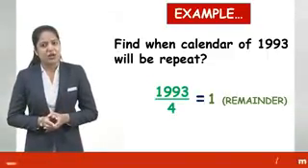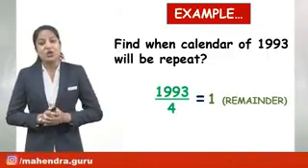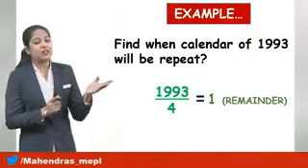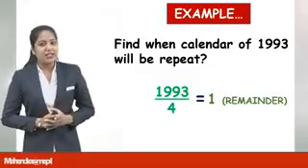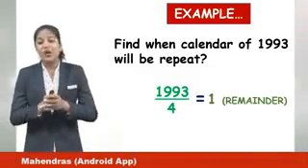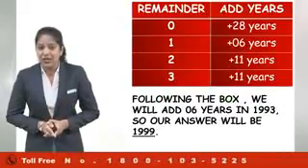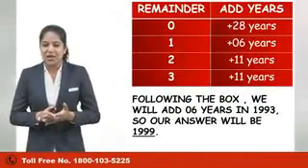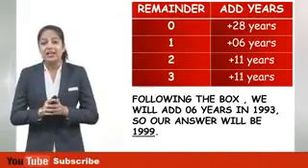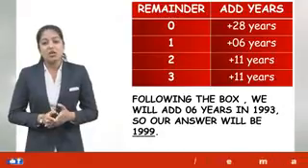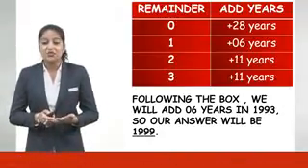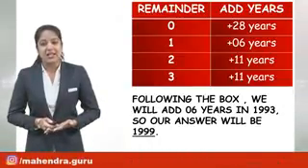Checking for the next one. Find when the calendar of 1993 will be repeated. So when I talk about 1993, again the same process: 1993 is to be divided by 4, and the remainder given to us would be 1. When I am getting the remainder as 1, according to this box concept, I would be adding 6 years to 1993. Following the box, just directly add 6 years to 1993. So our answer will be 1999.